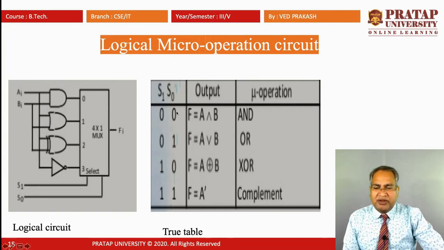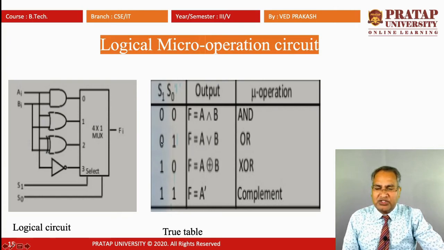Now, we observe the tables. If both inputs are 0 0, then in this case input line 0 of the multiplexer is activated and all remaining lines become deactivated. So, in this case, the output at line 0 is obtained from the AND gate. So the operation here is the AND operation, the output is A and B, and the micro-operation is AND.